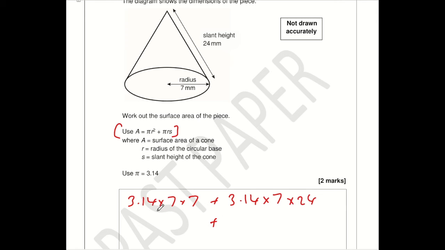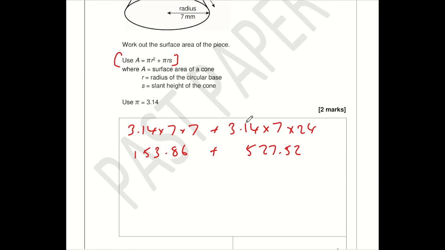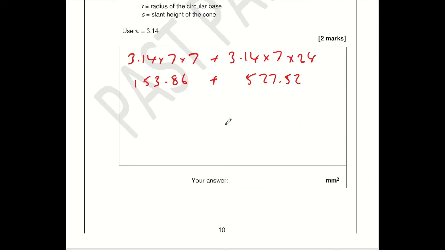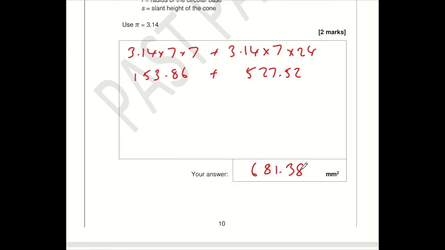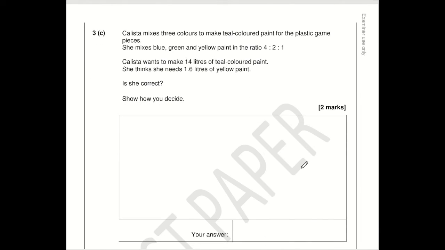Okay, so 3.14 times 7 times 7 is 153.86, and 3.14 times 7 times 24 is 527.52. Now all we need to do is add these two values together, and we get a total of 681.38 millimeters squared.